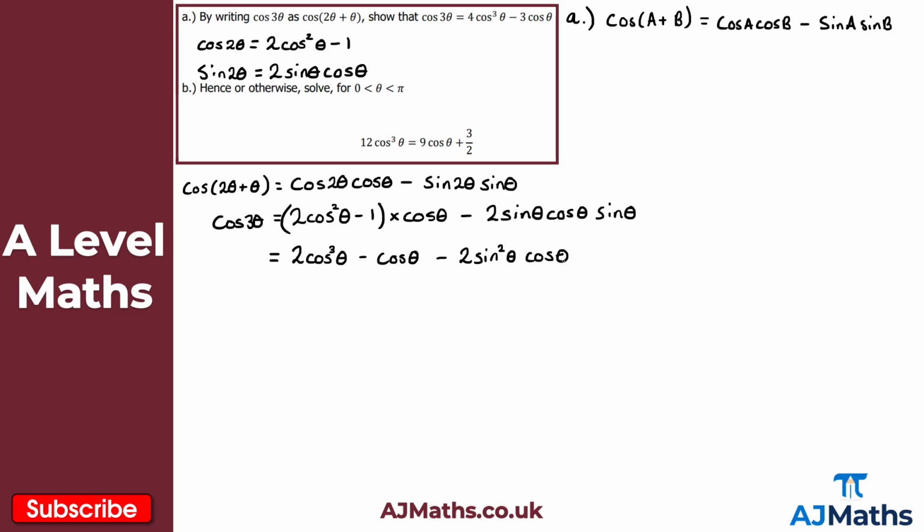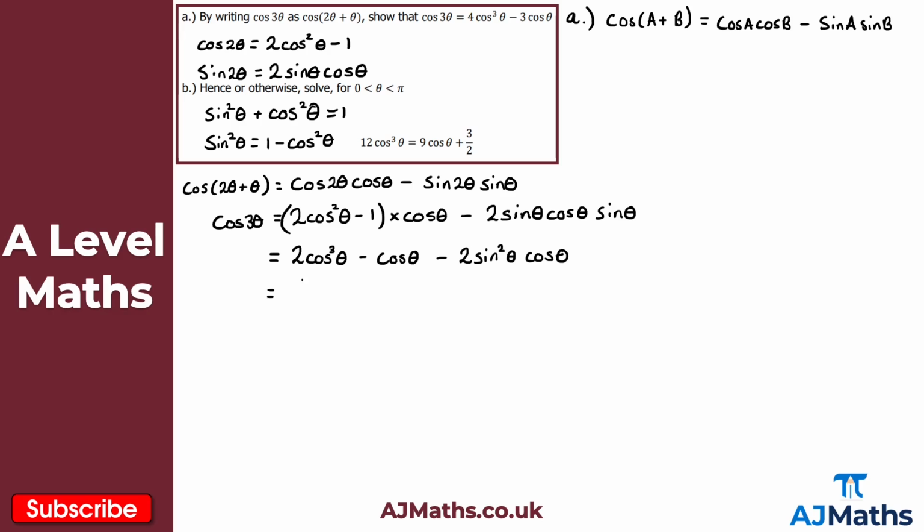Okay. If we notice, the right hand side shows 4 cos cubed theta minus 3 cos theta, so there are no terms involving sine on the right hand side. Obviously we need to get rid of this minus 2 sine squared theta. To do that, we're going to use another trig identity: sine squared theta plus cos squared theta equals 1. I can make sine squared theta the subject, so we get 1 minus cos squared theta, and I can replace sine squared theta with 1 minus cos squared theta.